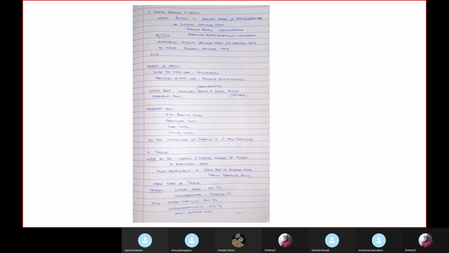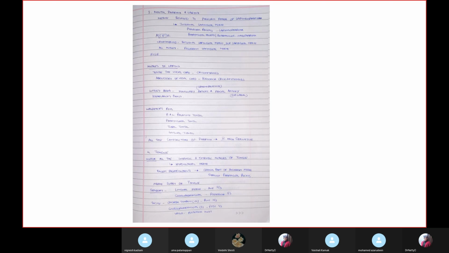Then moving on to the next topic, tongue. So tongue, the very important point is the nerve supply, the motor and the sensory nerve supply. So motor supply, like how I mentioned for the palate, for tongue all the muscles of tongue, be it intrinsic or extrinsic, are supplied by hypoglossal nerve, which is the 12th cranial nerve, except palatoglossus. Palatoglossus is supplied by the accessory nerve through pharyngeal plexus.